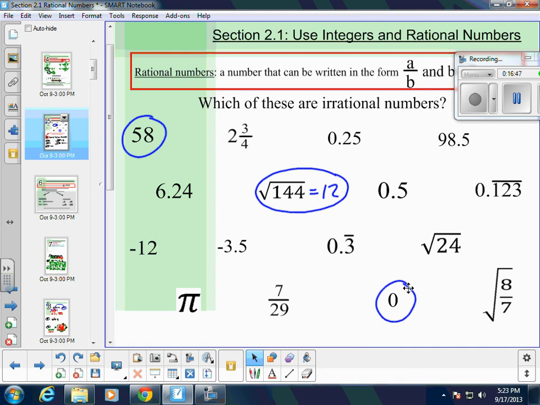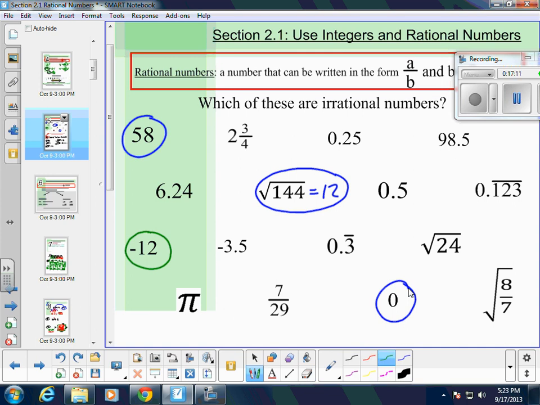Then I'll ask students to come up and circle all the integers that they see. Right away, students might think there's only one integer up here: negative 12. That one people can usually pick out. Negative 12 is an integer. Some people also try negative 3.5, but remember, integers don't have a decimal. They can be negative numbers, but they don't have a decimal.